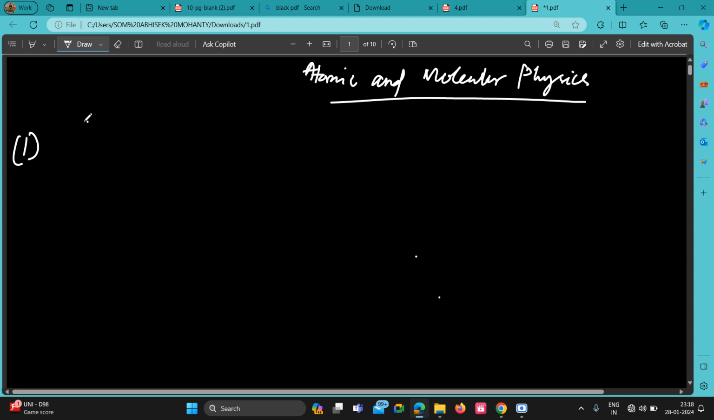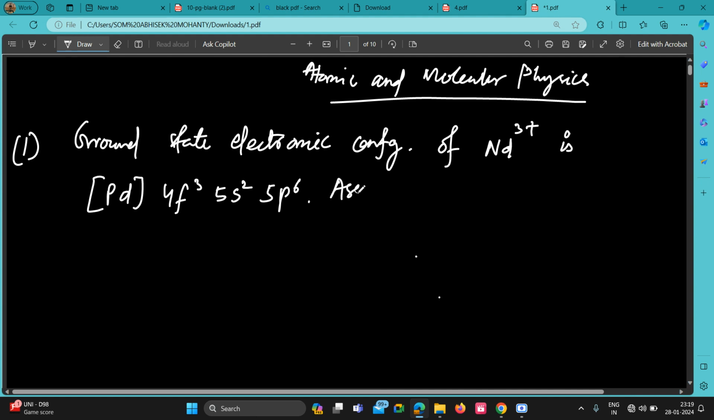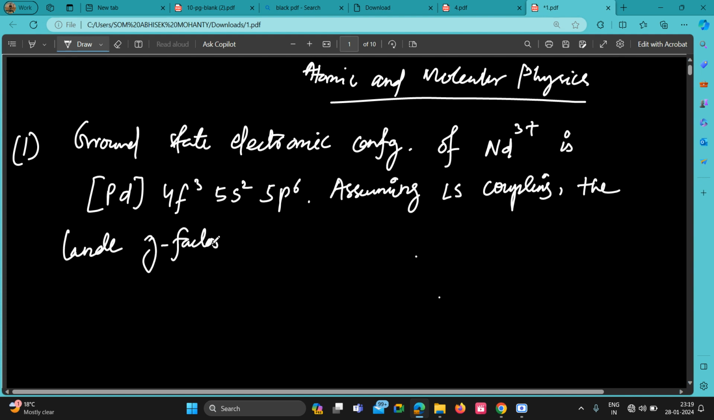The first question is: ground state electronic configuration of the rare earth ion Nd3+ is [Pd] 4f3 5s2 5p6. Assuming LS coupling, the Landé g factor of this ion is 8 by 11.